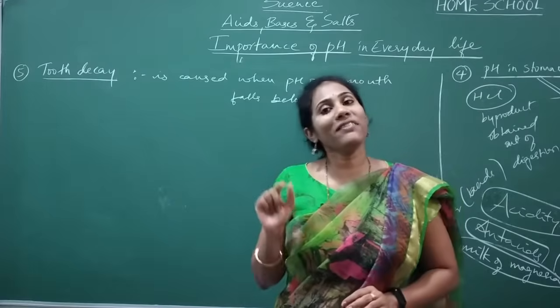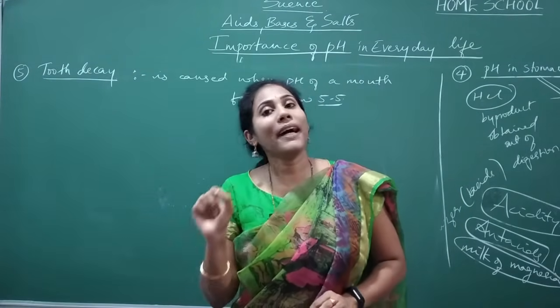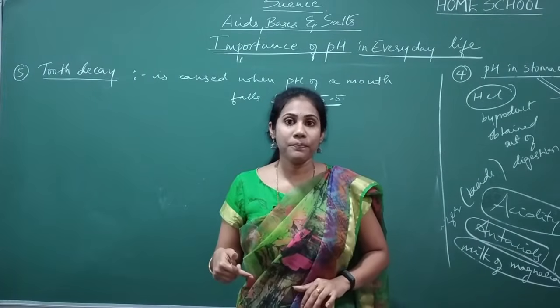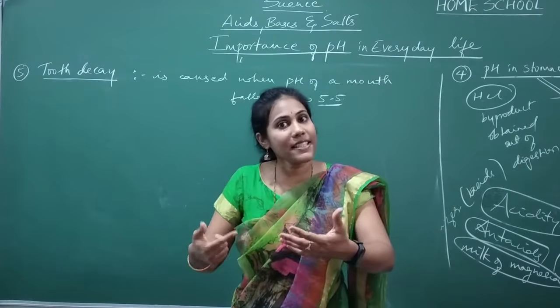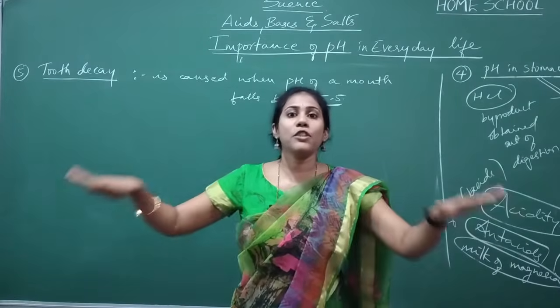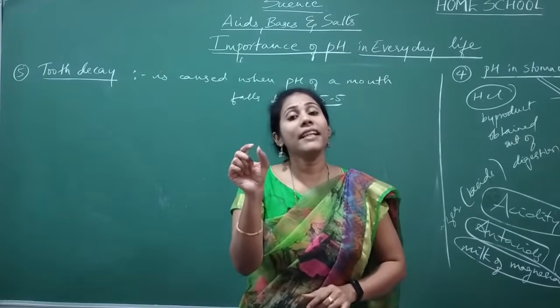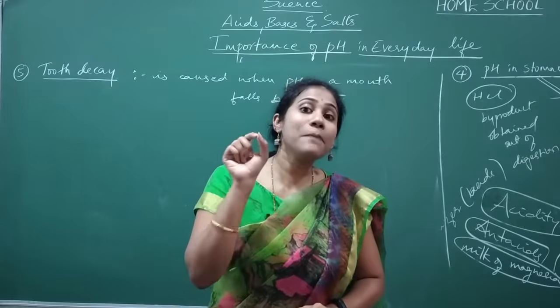So how do you prevent tooth decay? Tooth decay can be prevented by continuous cleaning of the mouth with basic substances. So why is the pH decreasing? Because acid content is increasing, no? So if you can neutralize it with a base, then the pH will become neutral, right? So toothpaste always contains basic items. Toothpaste contains bases.